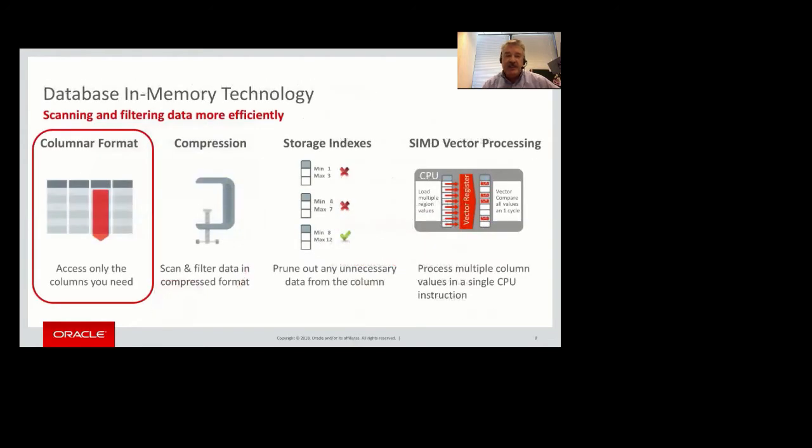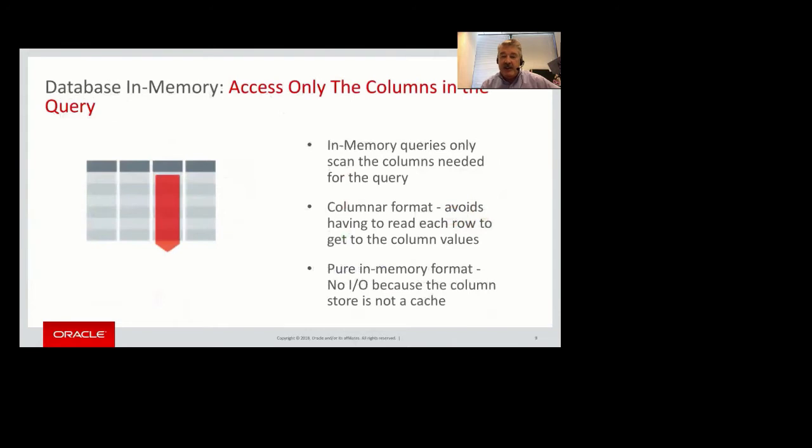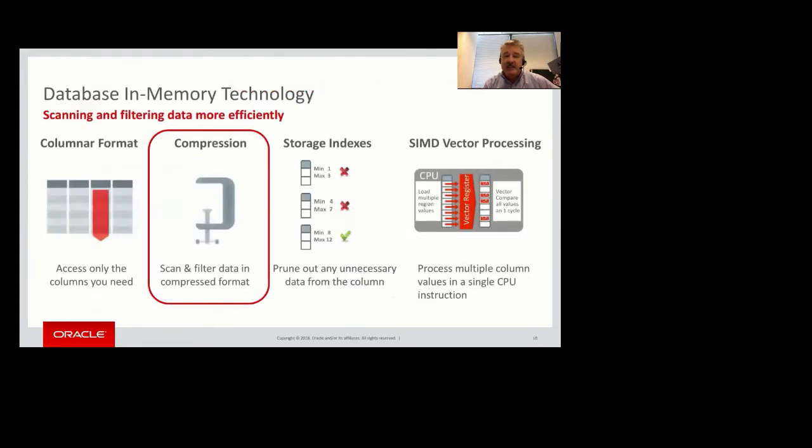So we talked a little bit about columnar format. You only have to access the columns you're interested in that are part of the query. This avoids having to look at a lot of data that we don't need to actually look at or access, because we can look only at the columnar data that's part of the query. It's pure in memory, so we don't have to do any I/O associated with that access. In addition to that, we compress the data.